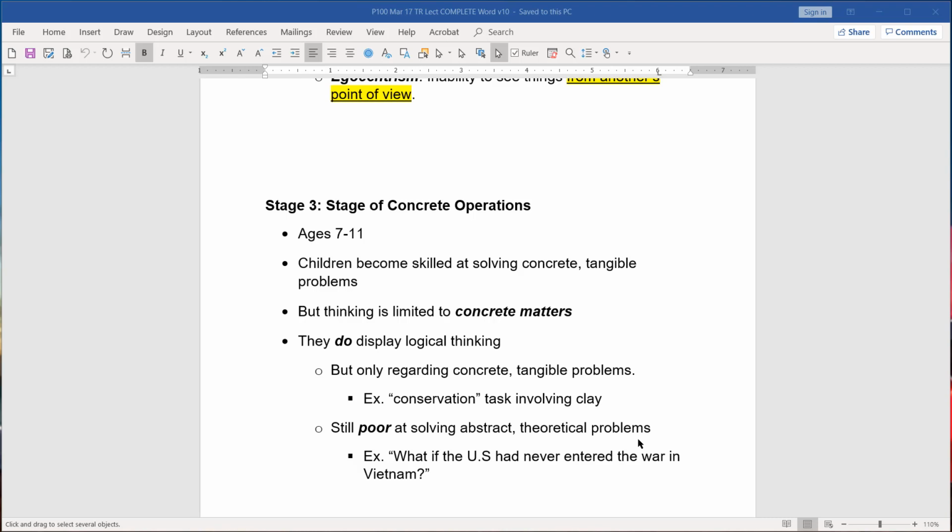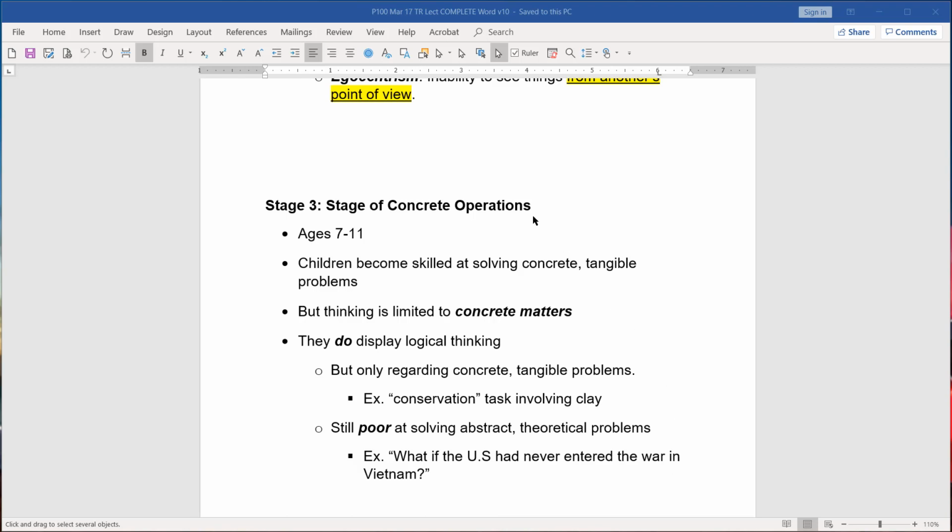For example, here's a question you would probably not want to ask of a child that's early in this stage. What would have happened in U.S. history and popular culture if the United States had never gotten involved in the war in Vietnam? A child that's in the stage of concrete operations would have difficulty answering a question like that because it's abstract, it's theoretical. It's difficult for them to imagine this theoretical parallel universe where we never went into Vietnam.